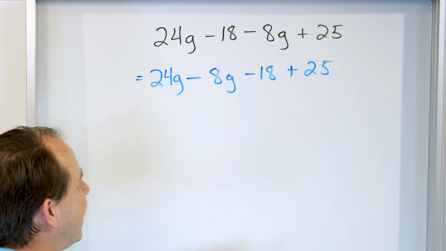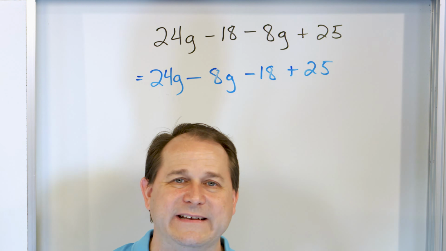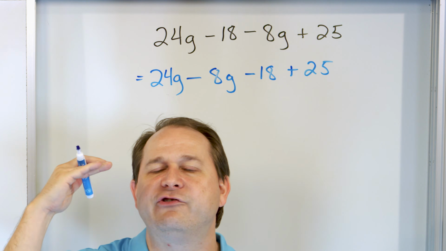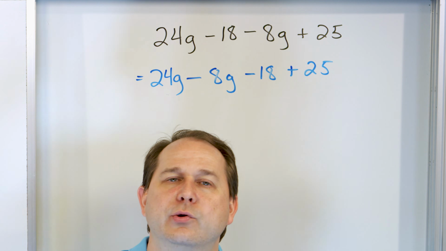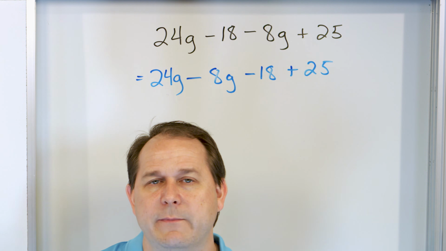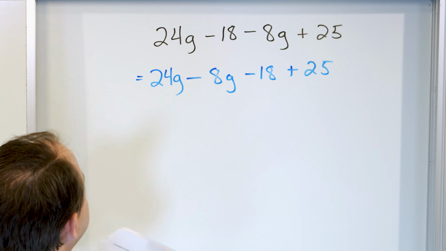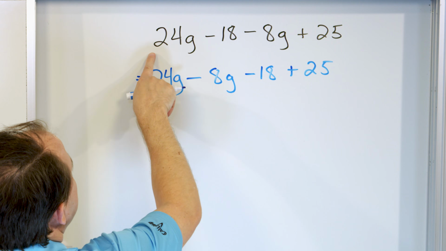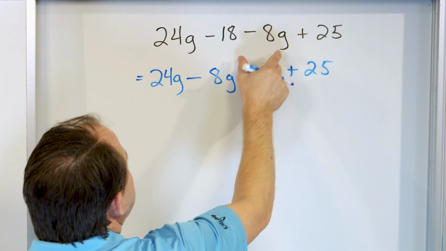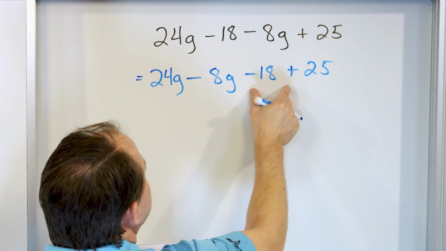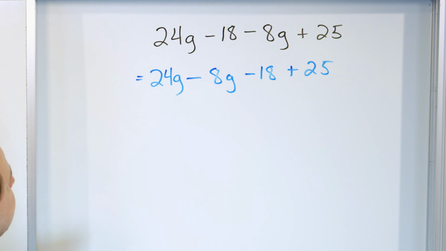You know, I could edit this out of the video, but I really want you to know that I make mistakes too. What you need to do is show every step. That way, when you look back at what you did, you'll know if you made an error or not, just like I caught mine, right? I'm checking my work all the time and I saw, oh wait, I wrote that wrong. So the 24 from here, the negative 8g from here, the negative 18 from here, the positive 25 from there.